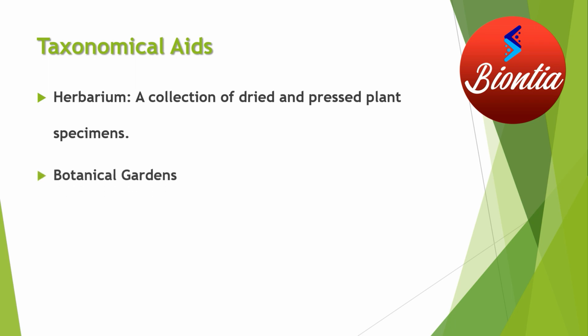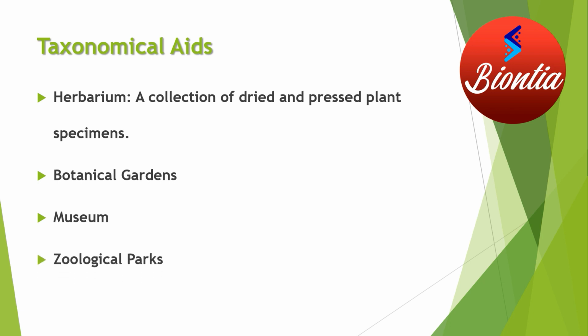Another one is the botanical gardens. Nowadays we have a lot of botanical gardens that have a huge diversity or huge number of plant species, very well labeled, and any person interested in studying taxonomy can take these gardens as a reference point. Now next is the museum. Obviously a museum has a huge collection of different specimens of different plants and animals, so museums also prove to be a good taxonomical aid.